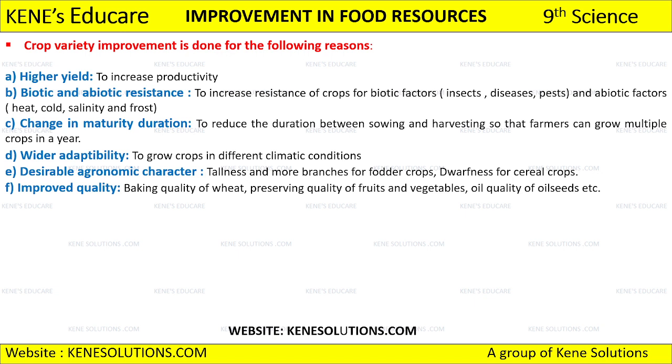So the fourth reason is change in maturity duration, wider adaptability. The crop that we are growing should be adaptable to different climatic conditions. Then desirable agronomic characters. If I want that my crop should be tall or it should be short, so those agronomic characters should be introduced in them. And lastly, improved quality, because whatever crops that we are growing, we want that the quality of the crop should be improved, right? So I want you all to please go through it.